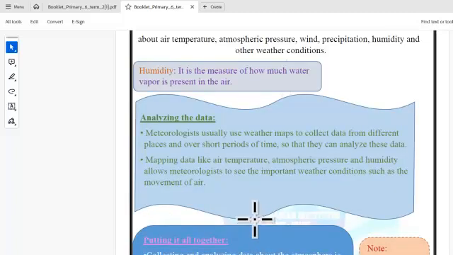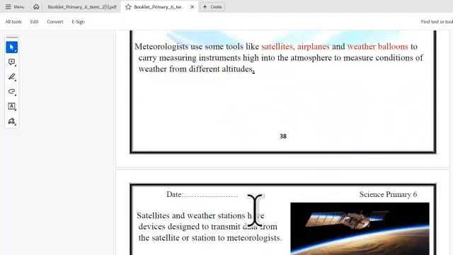Then meteorologists analyze the data. Meteorologists usually use weather maps to collect data from different places over a short period of time, so that they can analyze this data. Mapping data like air temperature, atmospheric pressure, and humidity allows meteorologists to see important weather conditions, such as the movement of air.